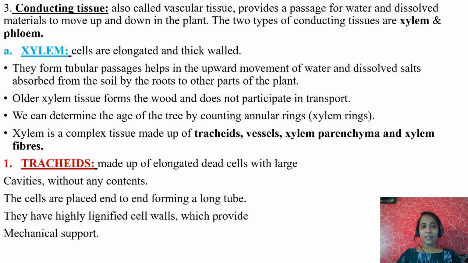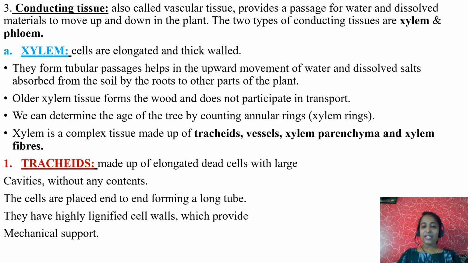They form tubular passages, which help in upward movement of water and dissolved salts absorbed from the soil by the roots to other parts of a plant. Here xylem cells are very elongated, lengthy in nature and thick-walled. They form tubular passages. They are arranged just like a drainage pipe and form tubular passages which help in upward movement of water from the soil.